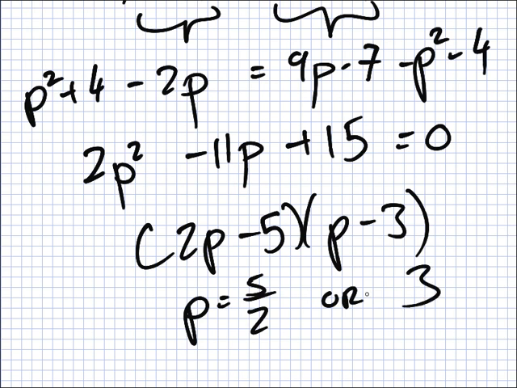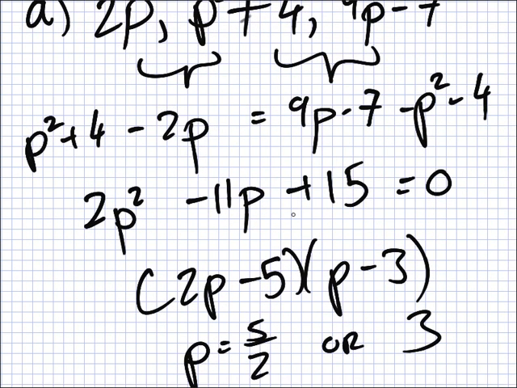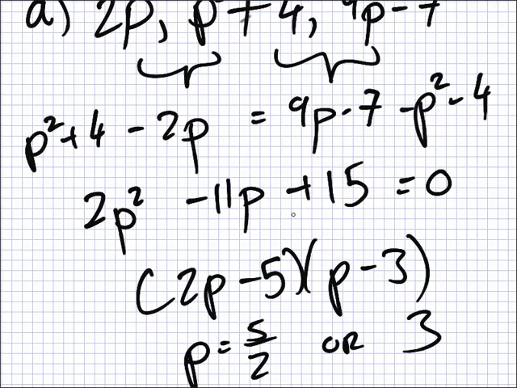How many marks was that first part? 4. Okay, yeah. Next now. What's the next one about? A geometric series. State the common ratio and explain why this series converges.